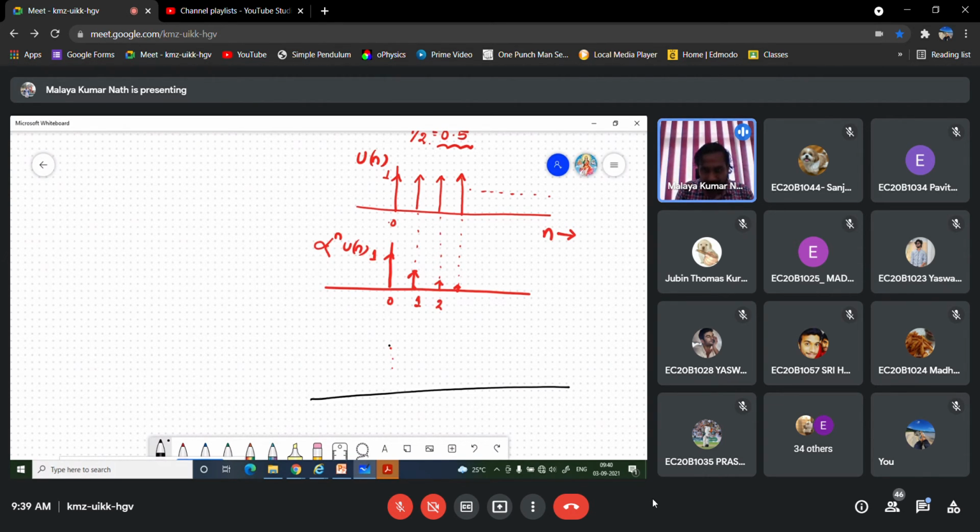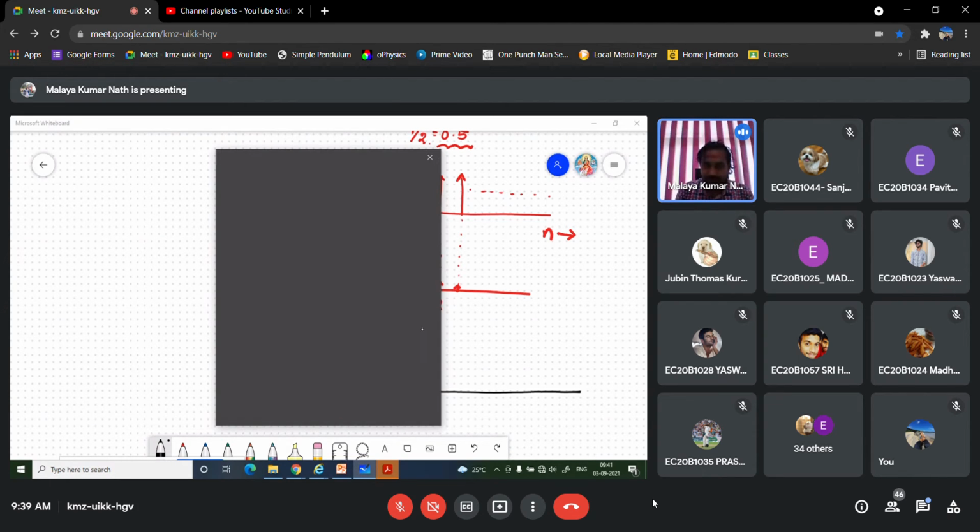So n is equal to 0, and I fold it. Then at n equal to -1 I will get the value, at n equal to -2 I will get the value, at n equal to -3 I will get the value. So this is the value I will get. That means I fold one signal, h of n, which is equal to u of n. So I have folded it.